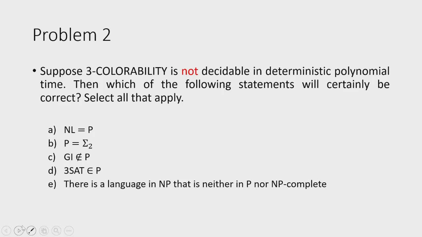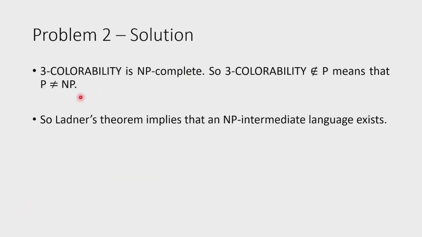Okay, so the answer is the last option, and the reason is the following. 3 colorability is NP complete, so it is in NP. But the question says that 3 colorability is not in P, which means that P is not equal to NP, right? Now recall that Ladner's theorem says that if P is not equal to NP, then there exists an NP intermediate language, that is a language in NP which is not in P but also not NP complete.